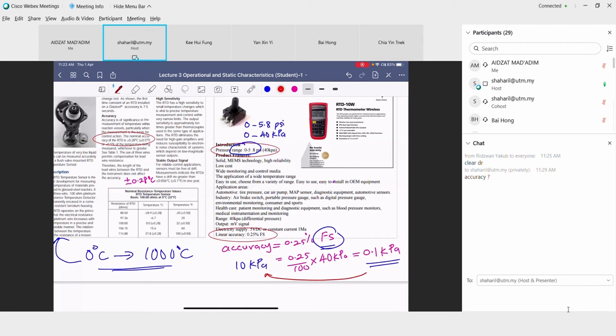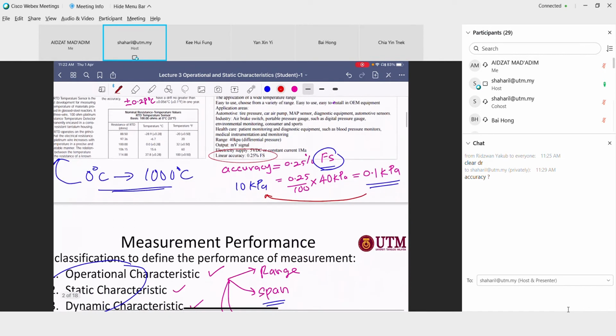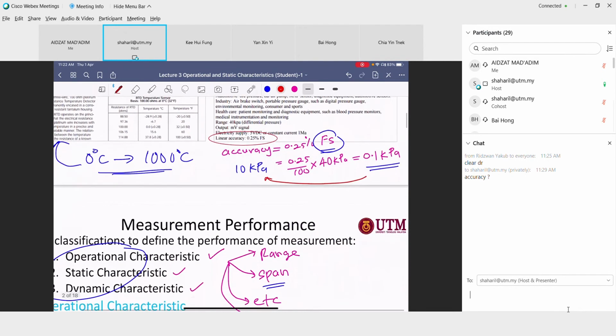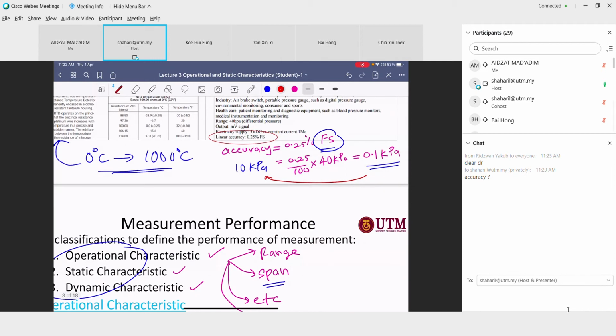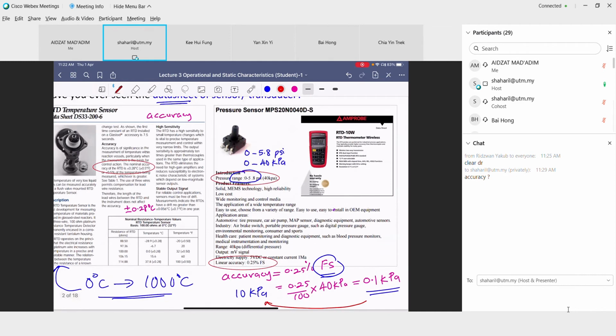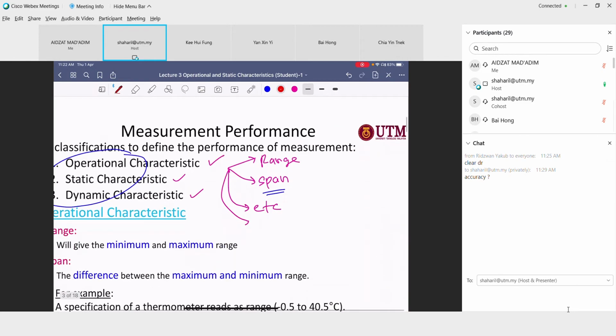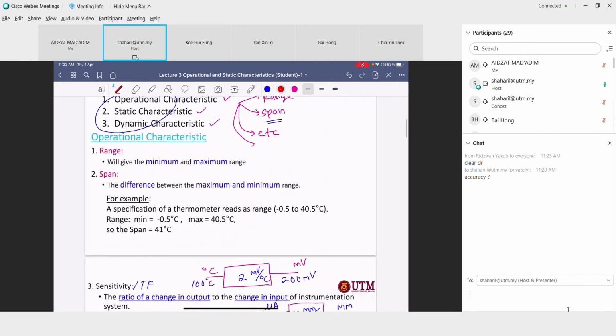Enough, right? Okay, the smallest that it can measure is 0.1. You want to measure 10, right? So it can measure until 0.1. That is enough. You can use this one. And also the range, it can go up to 40 kPa. That means it depends on the maximum value that you're going to measure.